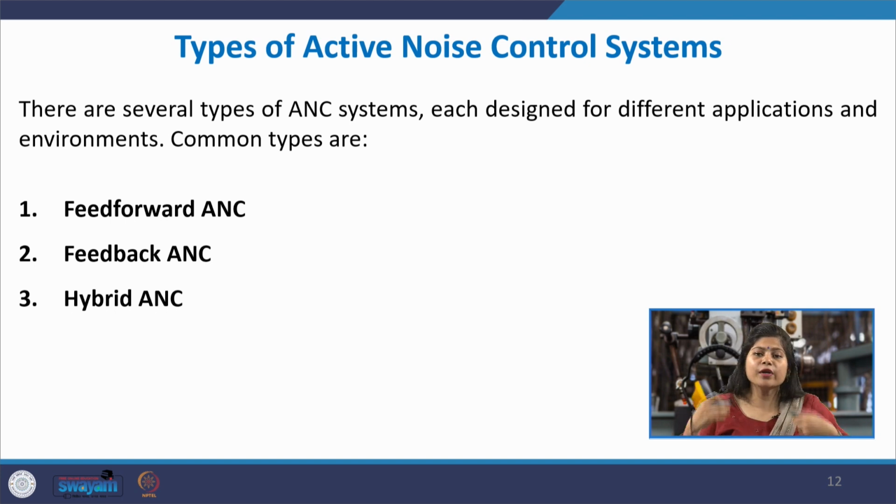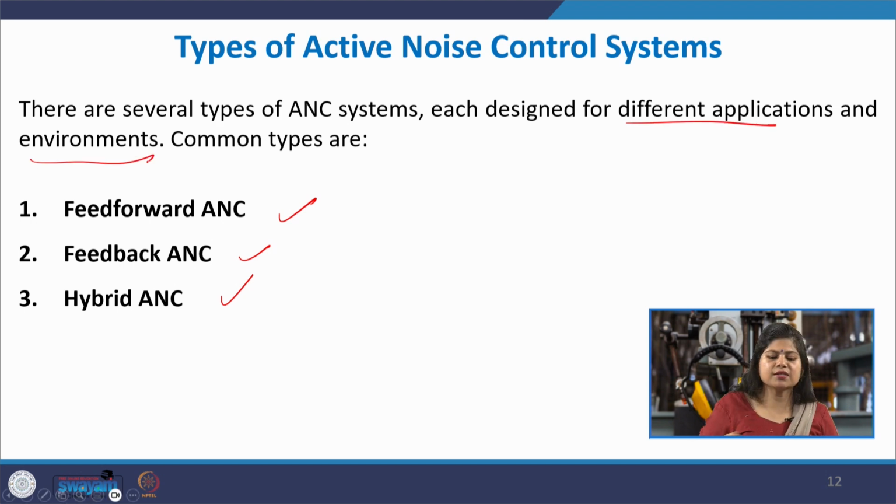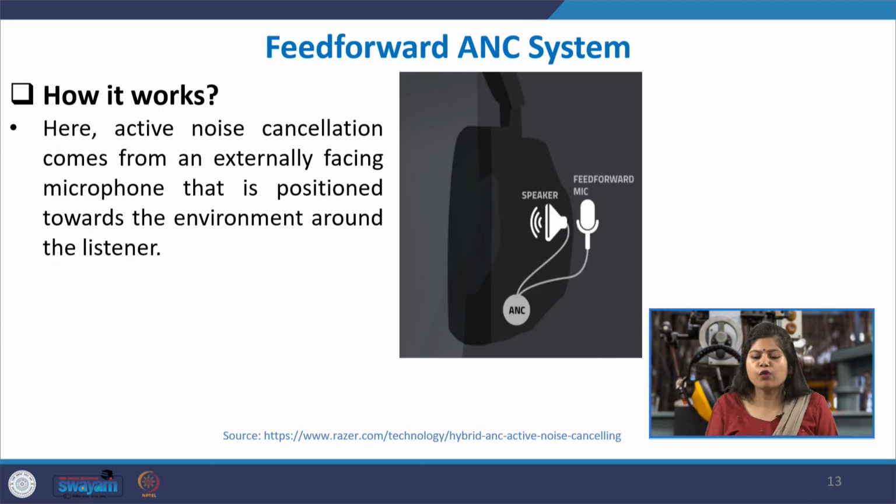Now, there are various types of ANC systems. In fact, if you go into the literature of ANC, you would find countless kinds of ANC systems, but we will decompose it down to three basic mechanisms which we will briefly see in this course. Based on what kind of application and what kind of environment your ANC is applied in, you can pick one of these types of ANC system. So, it is the feed forward, feedback and the hybrid ANC. Let us see the feed forward ANC.